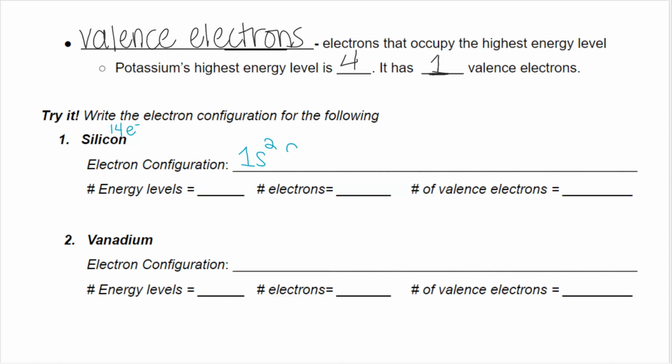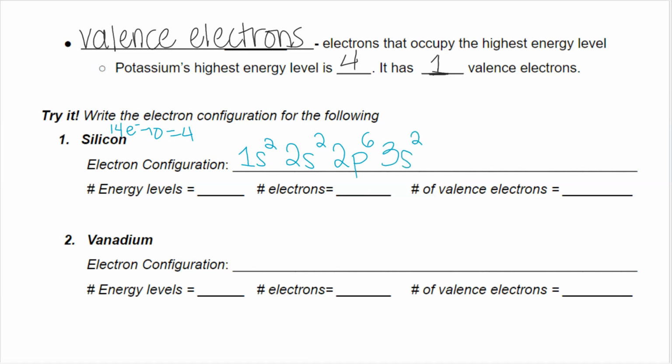And then we go to 2s, and it can hold 2 electrons. So that takes care of the next 2. We've taken care of 4 electrons. Then we'll go to 2p. And we know the p orbital can hold 6 electrons. So now we've taken care of 10 of those 14 electrons. So we have 4 more to go. So we did 1s, 2s, 2p. The next orbital will be the 3s orbital, which can only hold 2.